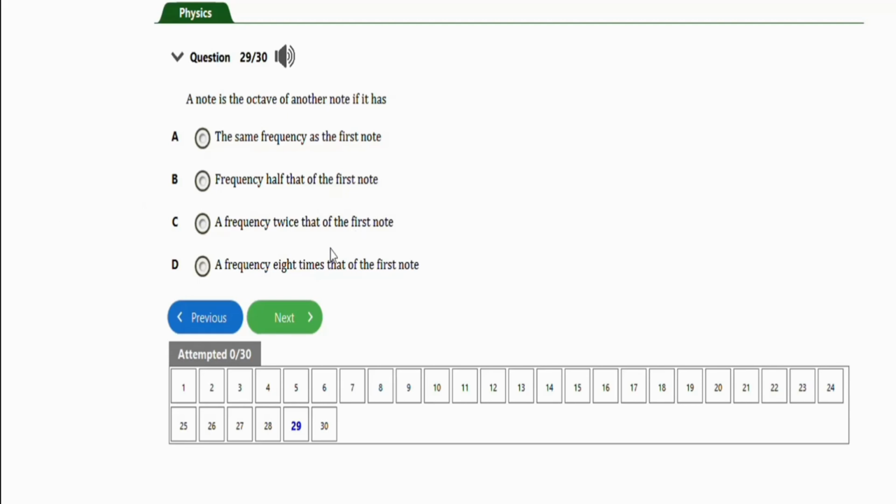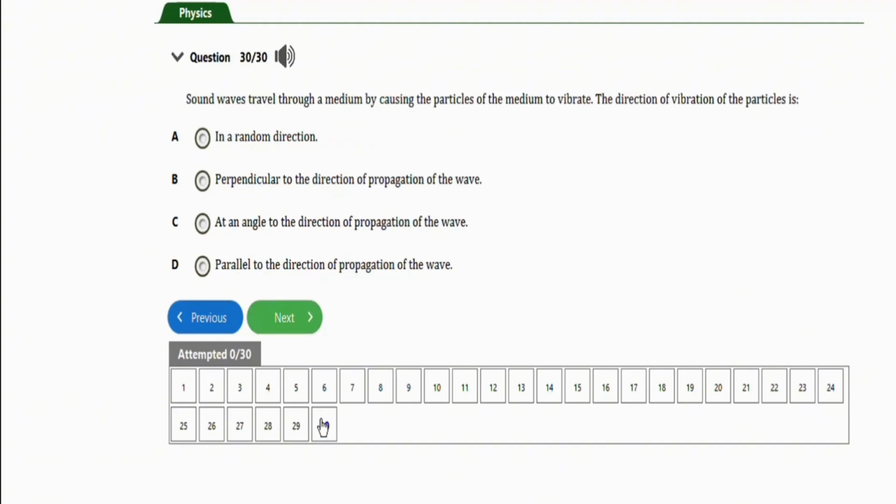Last question before we call it a class will be this question. It says, sound waves travel through a medium by causing the particles of the medium to vibrate. The direction of vibration of the particles is, take note of this question, option A, in a random direction, no. Perpendicular to the direction of the propagation of the wave, no. At an angle to the direction of propagation of the wave, no. Parallel to the direction of propagation of the wave, correct. The right option is option D, parallel to the direction of propagation of the wave.